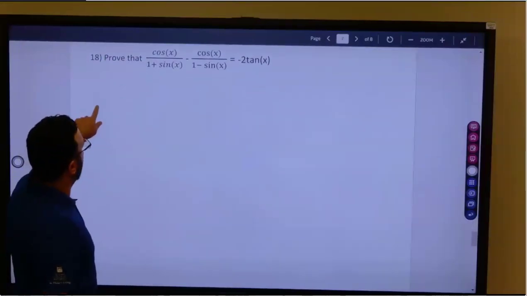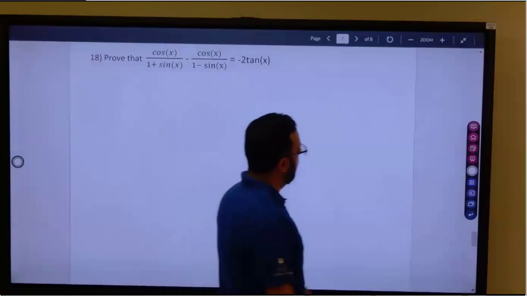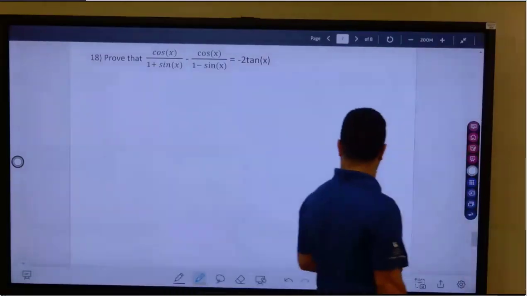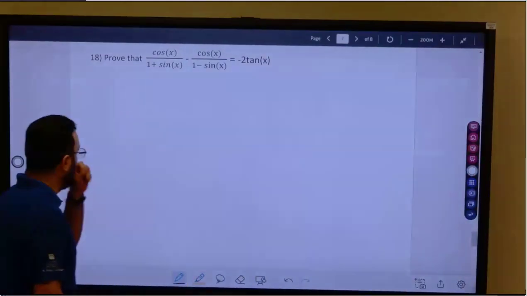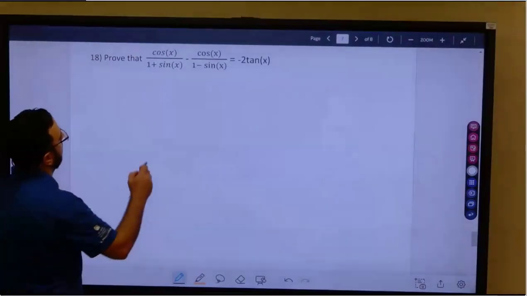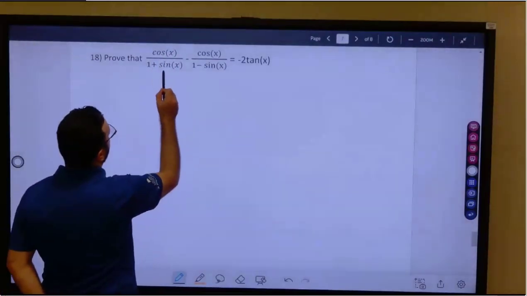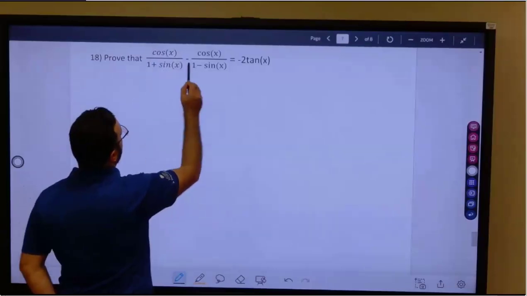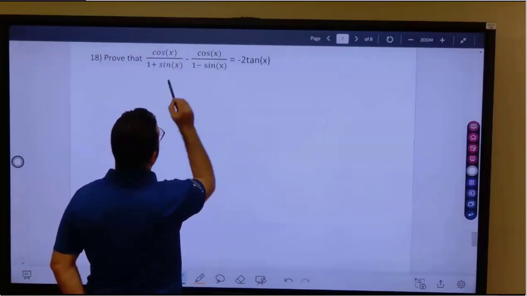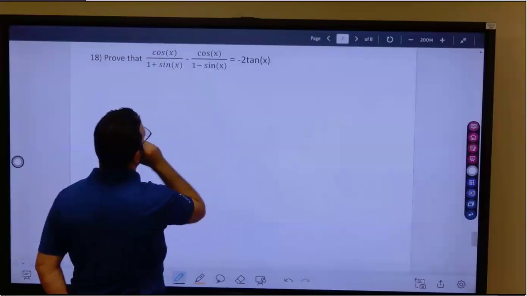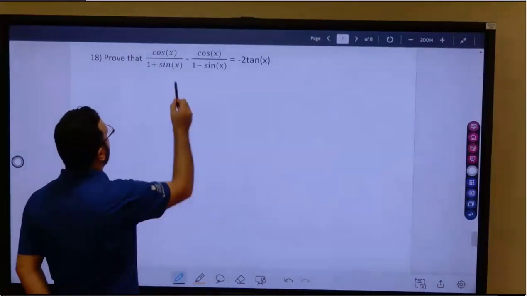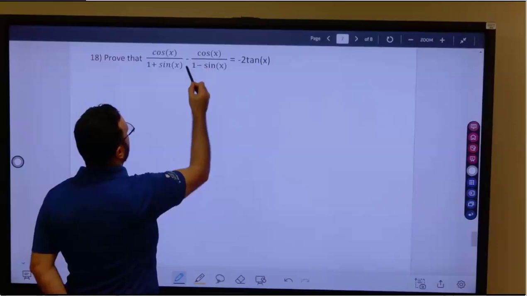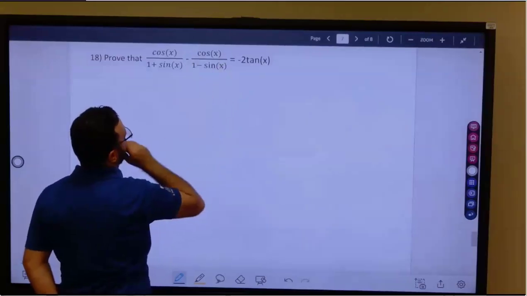Let's check how we're gonna work with this problem. Do it step by step. First of all, look at what we have here: cosine x over 1 plus sine x, minus cosine x over 1 minus cosine x. We have different denominators. Keep in mind, this is still a fraction plus or minus a fraction.